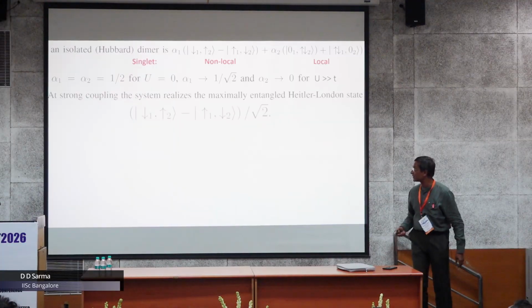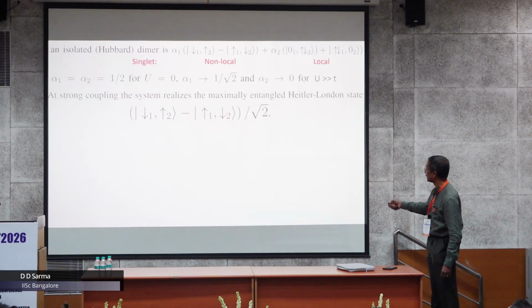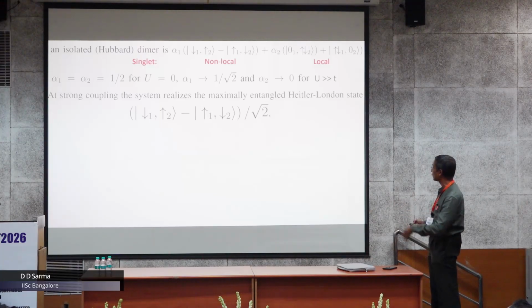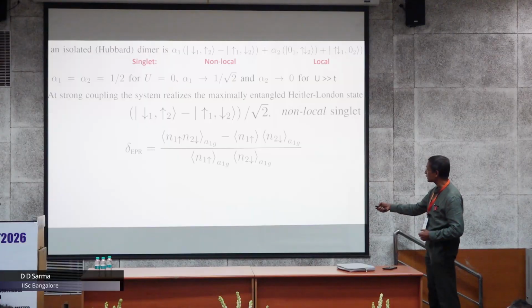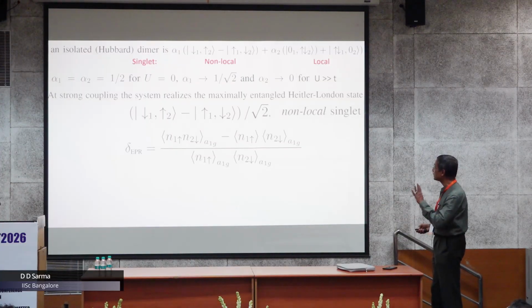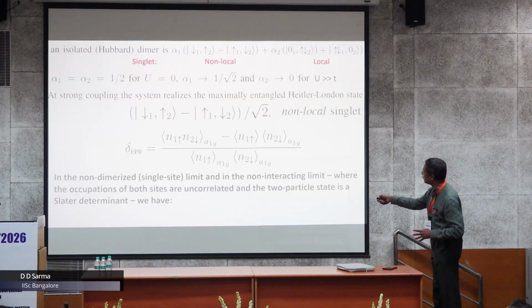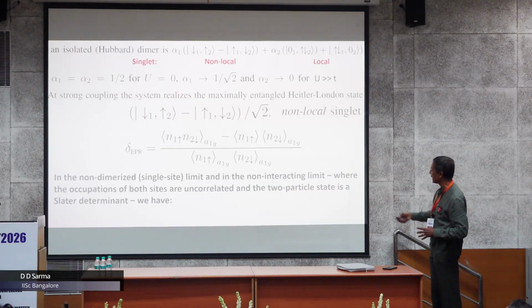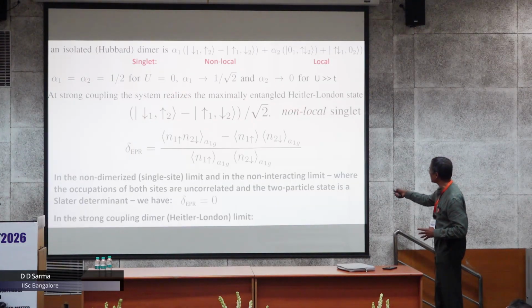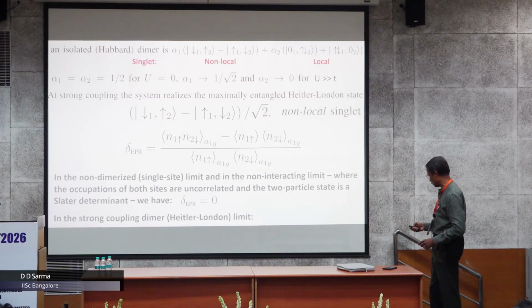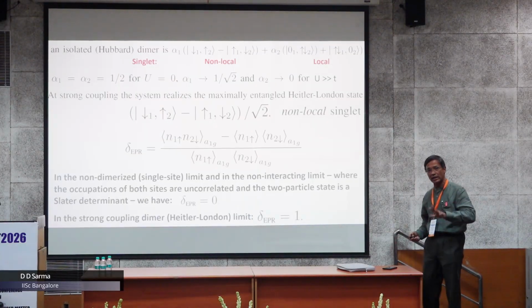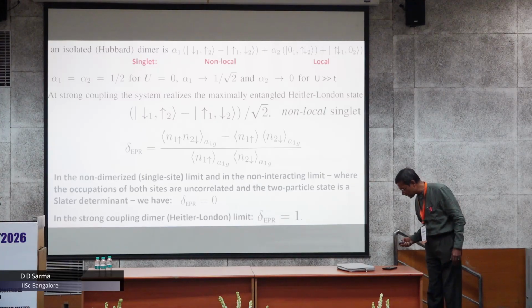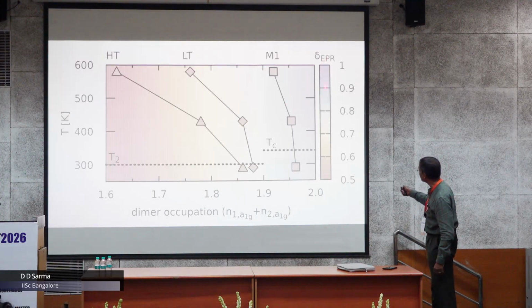Now that allows you to define essentially a parameter. This is the Heitler-London singlet state, a totally non-local singlet state, which is a measure for us of the correlation effect. This parameter changes from the completely delocalized or non-interacting scenario, where it will be equal to 0, to the scenario where there is only the non-local singlet, the local singlet having gone to infinite energy, where it will go to 1. And now I can start to plot the R, M1 and B phases, low temperature and high temperature, in different parts. You can see this is the color coding.